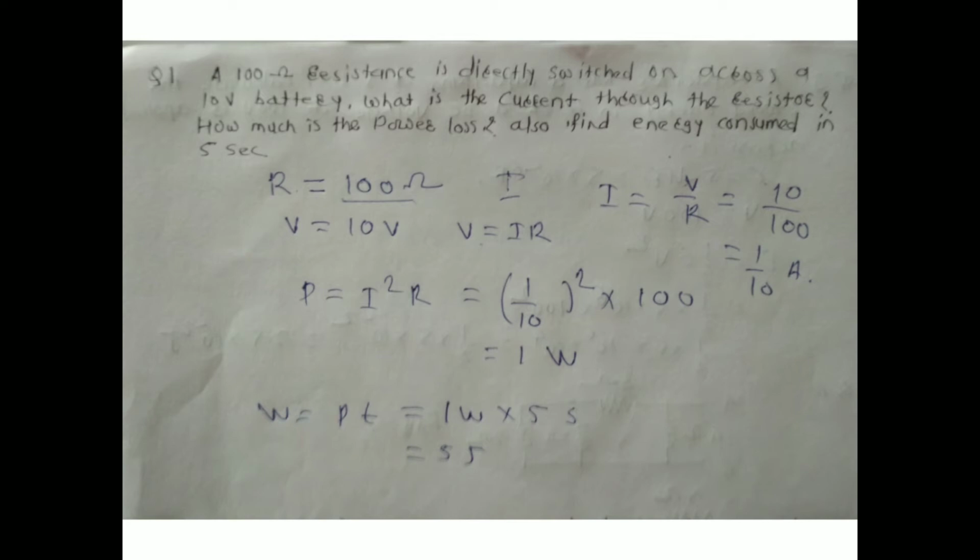So we will use Ohm's law, V equal to IR. So I will be V by R. So manipulating this we will get 1 by 10 ampere as the current.